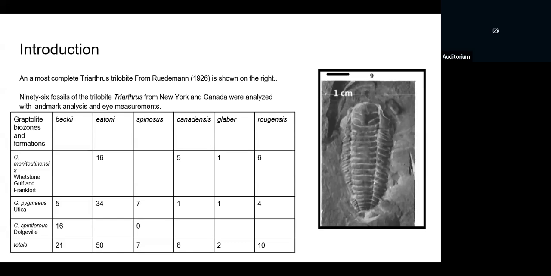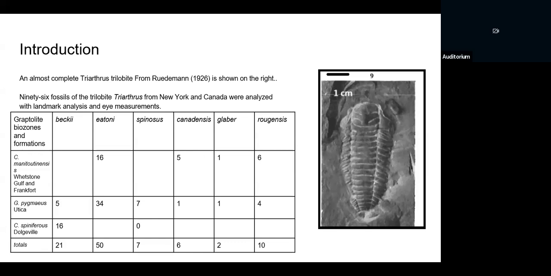So this lists the geologic age by biozones. These are graptolite biozones, from bottom to top here, oldest to youngest, in superposition order. And the species are listed here. So this shows the amount that I had for each of these. And this shows a complete Triarthrus eatoni from Ruedemann's work in 1926.